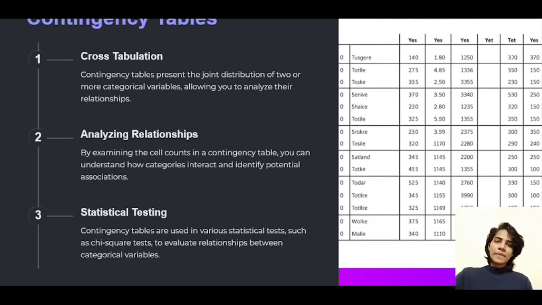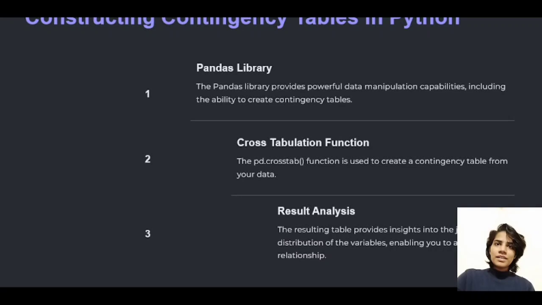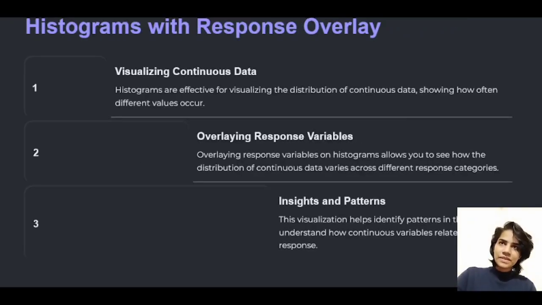categorical variables. Right. Next is constructing contingency tables in Python. So how to construct contingency tables in Python? First is the pandas library. The pandas library provides powerful data manipulation capabilities, including the ability to create contingency tables. Next is the cross tabulation function. The pd.crosstab function is used to create a contingency table from your data. Result analysis. The resulting table provides insights into the joint distribution of the variables, enabling you to analyze their relationships.